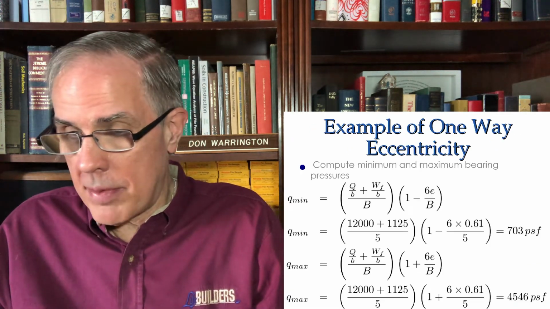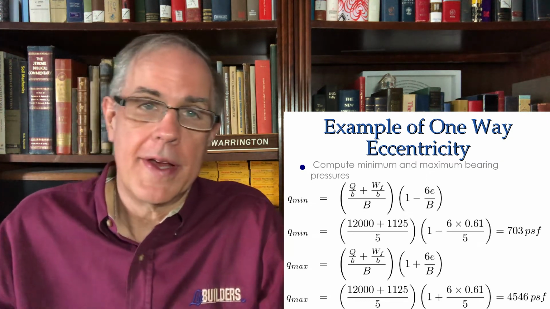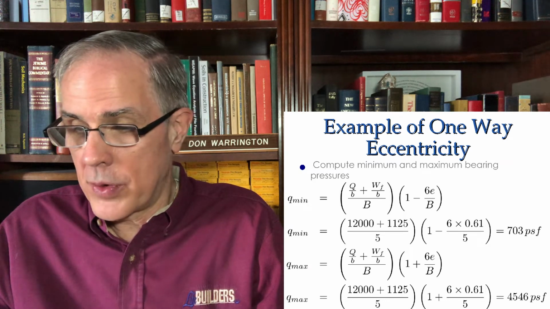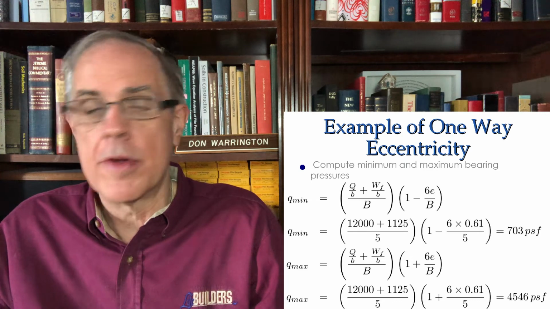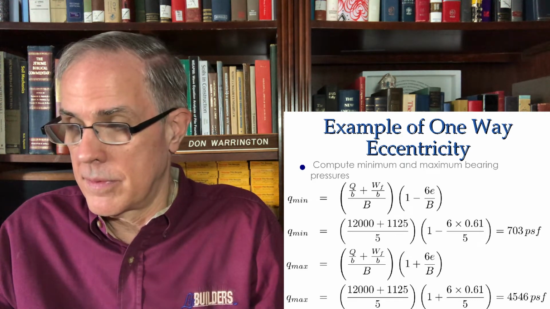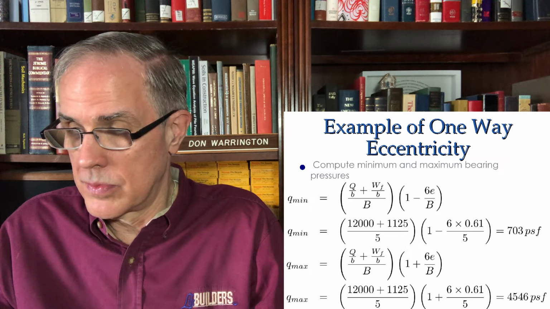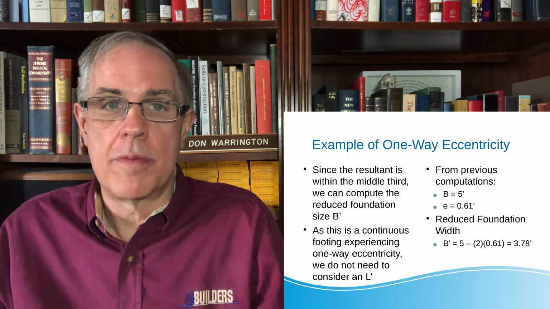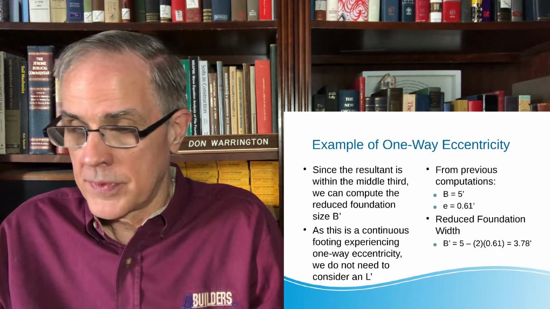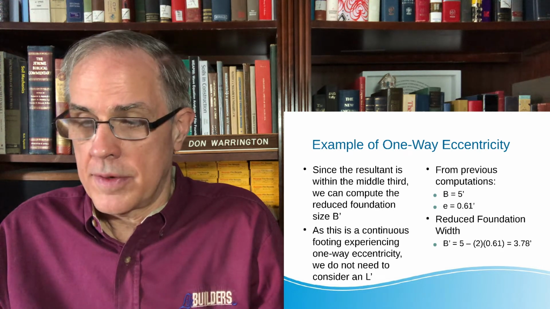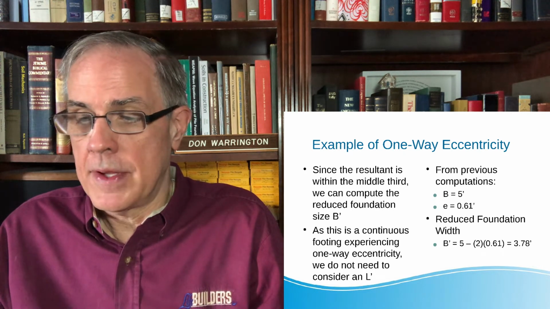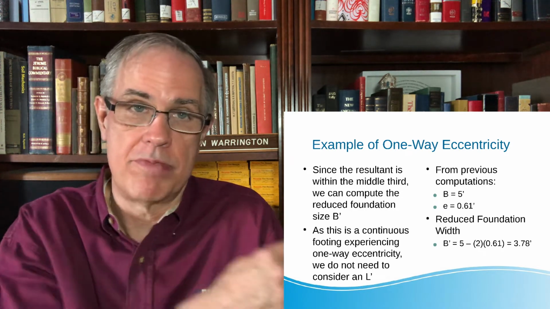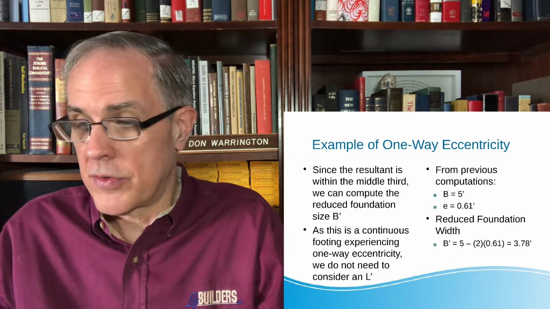So, for this problem, this shows you simple plug and chug. You plug those in those formulas, and it shows you how to do it, and you get 45.46 is the maximum, 73 is the minimum. They're both positive. It's in the middle third. And of course, let's see what our reduced foundation is. Our reduced foundation is B prime equals B minus 2 times the eccentricity in the B direction. I just plug that in, chug it, solve it, and it's 3.78.